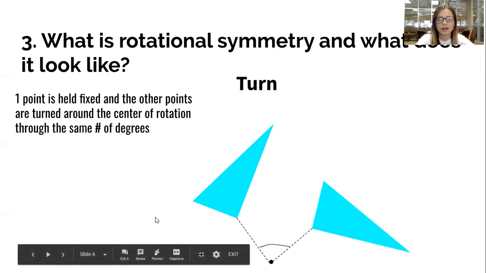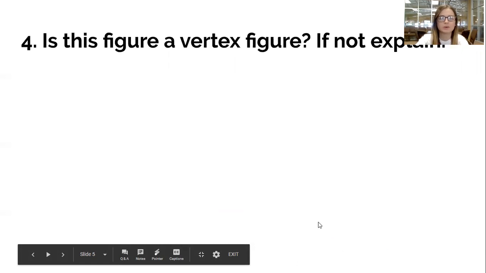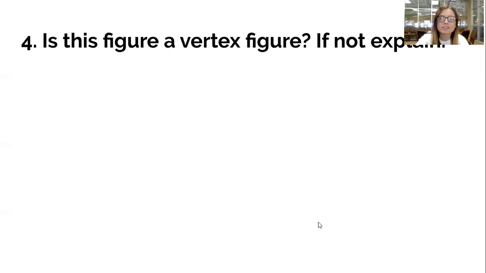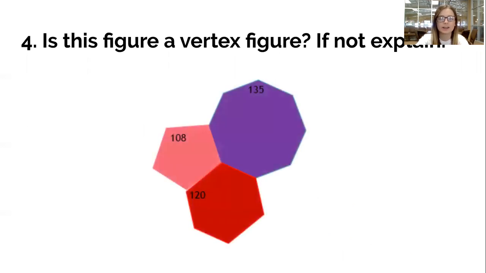See how this triangle is rotated or turned to right here, and here is our center point. So let's go to question 4. Is this figure a vertex figure? And if not, explain. So let's look at it.